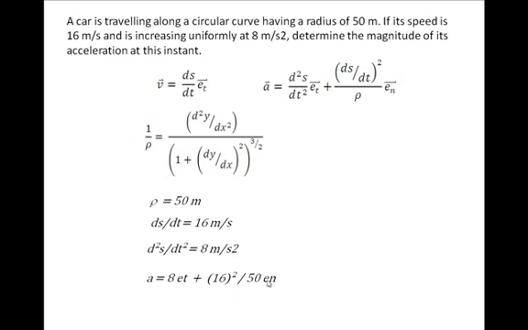And et and en are perpendicular. So this is a vector equation. We can work out its magnitude by 8 square plus 16 square by 50 whole square added and taken under root. We will get 9.5 meters per second squared.